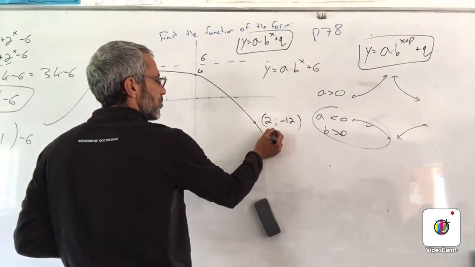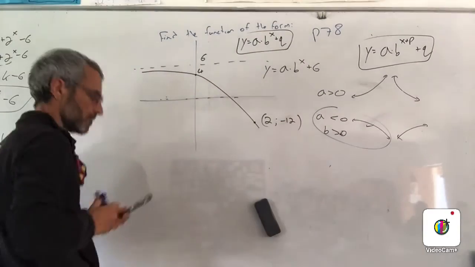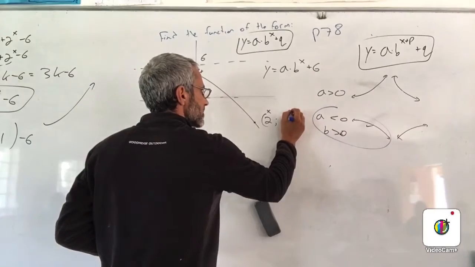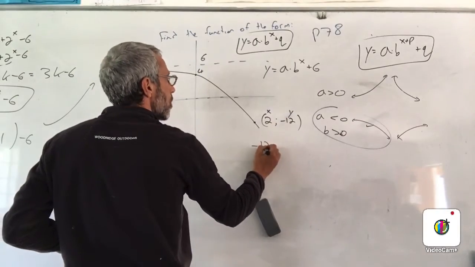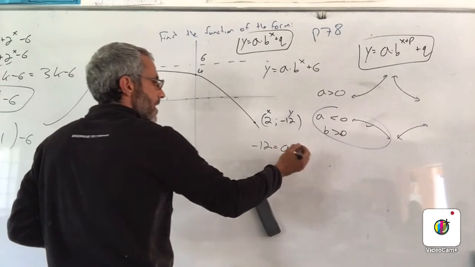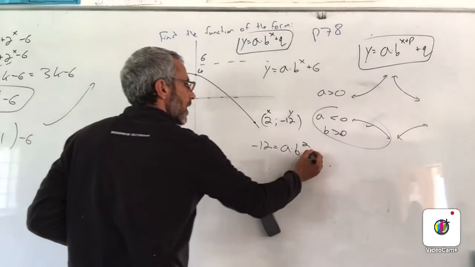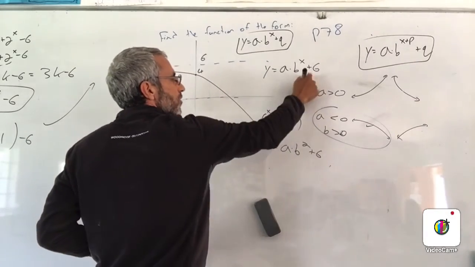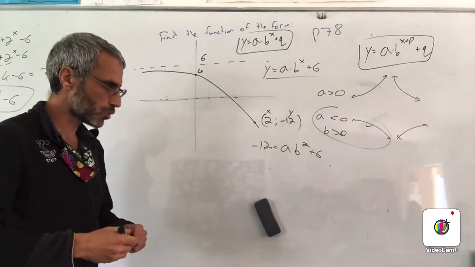So let's put the point. If I put the point, okay, so that's going to be my x, and this is going to be my y. Okay, don't get them confused. So the y is minus 12 equal A. I don't know what A is. I don't know what B is, but I know X is 2. And Q I know already is 6. Don't forget, this is what we're working with. I know, so it's important to get the Q first. So that's one equation.